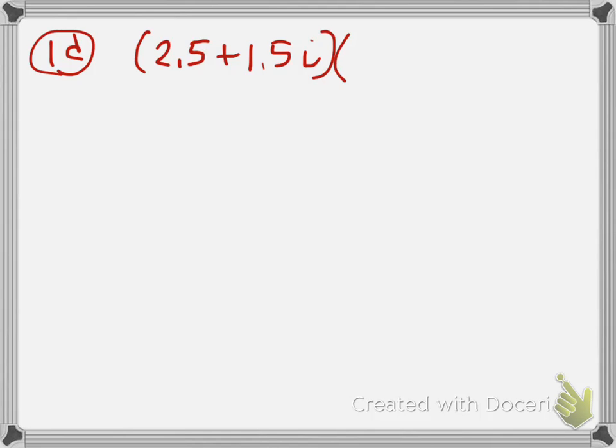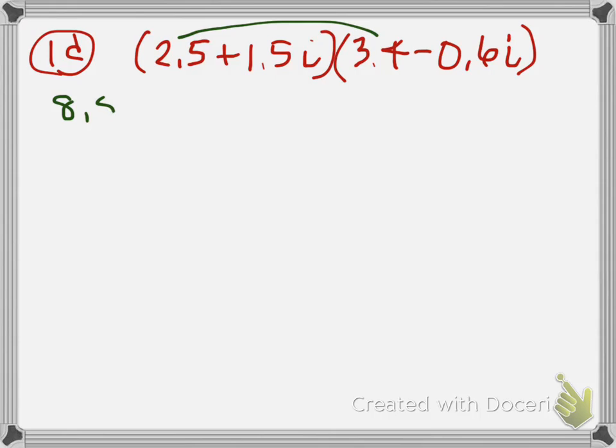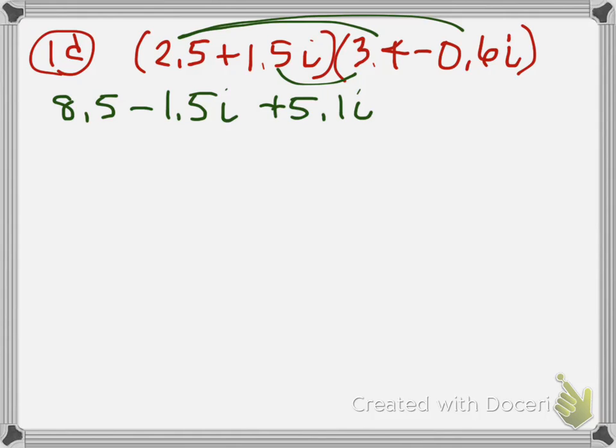Okay, and then 1D, we have 2.5 plus 1.5i times 3.4 minus 0.6i. So we go through and we do our FOIL. So 2.5 times 3.4 is 8.5. 2.5 times negative 0.6i is negative 1.5i. 1.5i times 3.4 is 5.1i. And 1.5i times negative 0.6i is negative 0.9i squared.